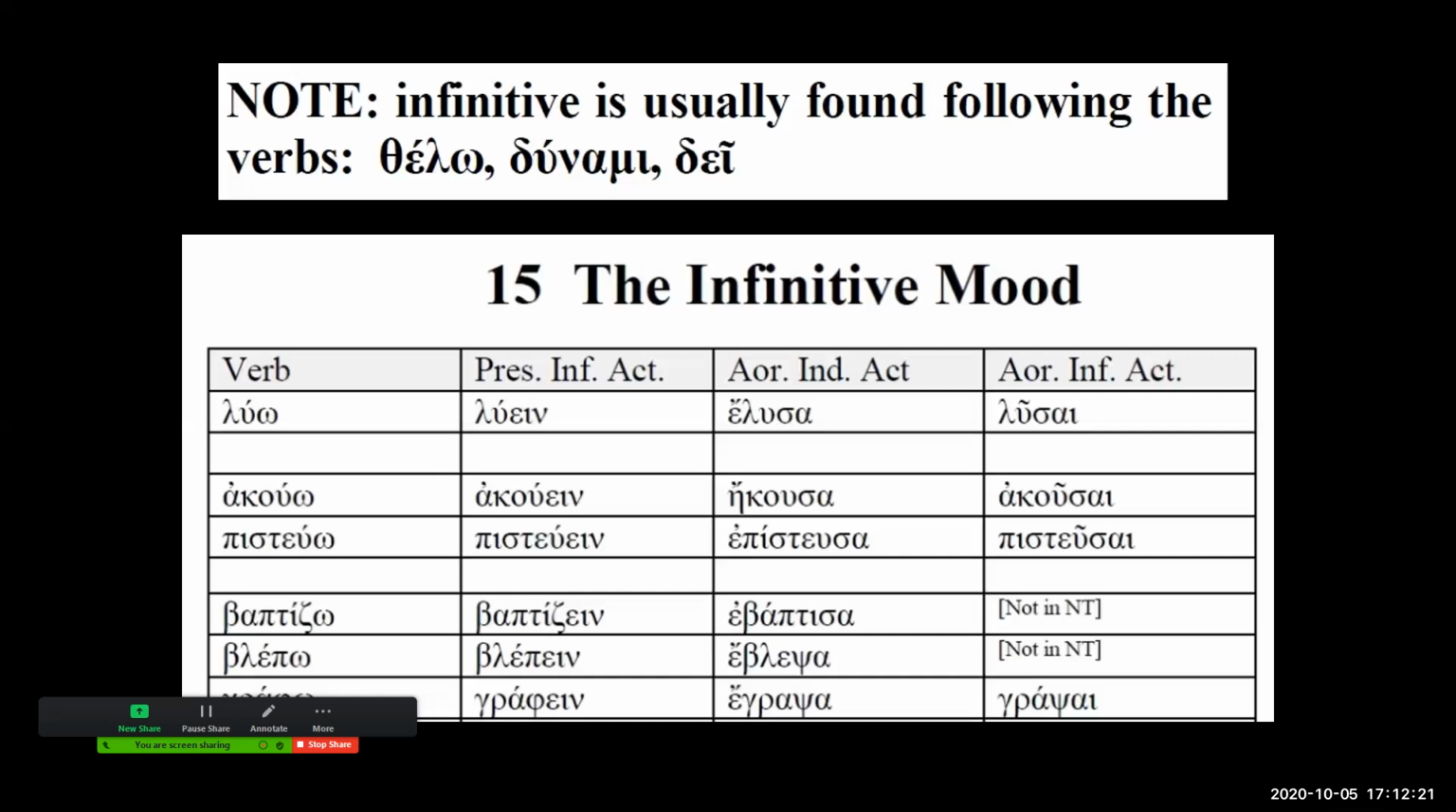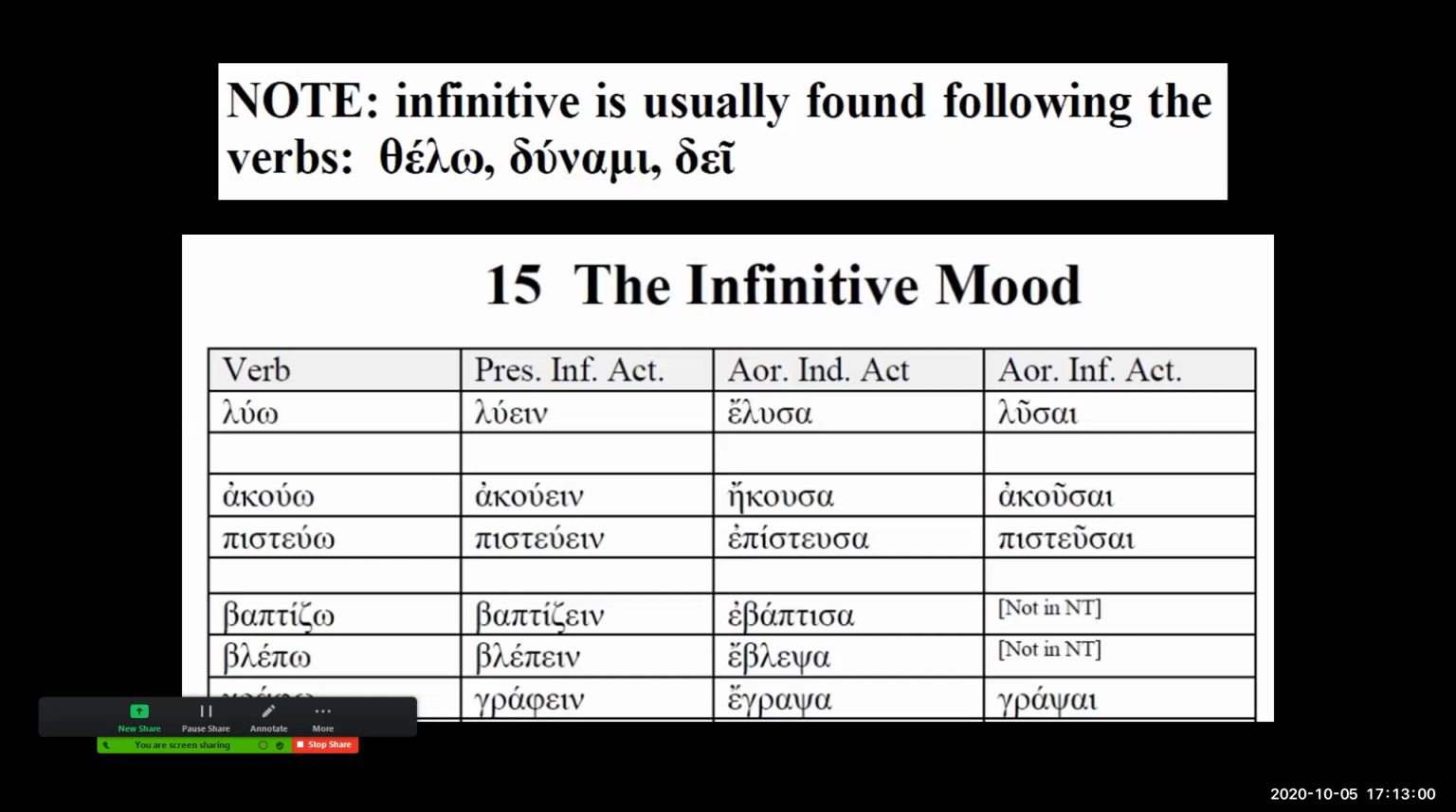Infinitive forms go with some of these very common verbs that need infinitives. Notice on your page also you have comparisons of the present tense and the present infinitive active, and the aorist tense indicative active and the aorist infinitive active. Notice luo, present infinitive luein, aorist indicative active elusa, I loosed. But the aorist infinitive is lusai, as we just saw.